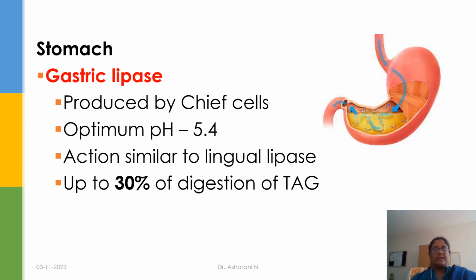Moving on to the process in the stomach. In the stomach, there is gastric lipase produced by chief cells. Again, the optimum pH is around 5.4. Its action is almost similar to lingual lipase, and 30% of digestion of TAG happens in the stomach.